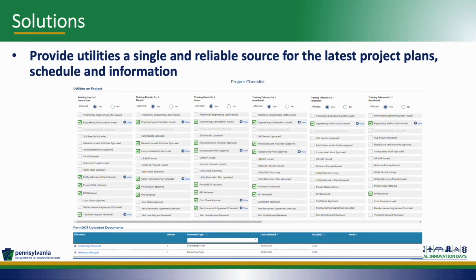So another factor that the utilities indicated to us was a pain point was making sure that they always had the most reliable and up-to-date project plans, schedule, and information. So there's various screens throughout our application that provide that to the utilities. This one in particular that's on screen is what we call our project checklist.